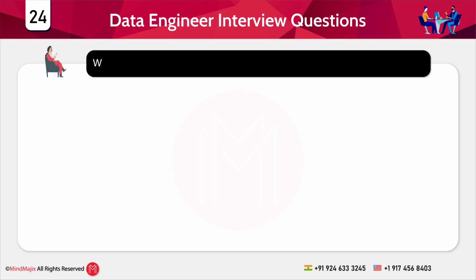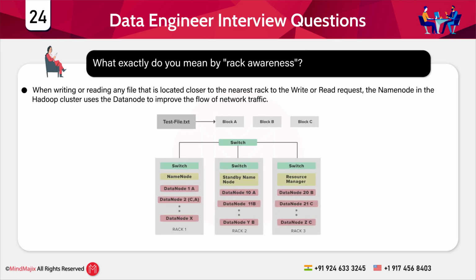The next question is, what exactly do you mean by rack awareness? So when writing or reading any file that is located closer to the nearest rack to the write or read request, the name node in the Hadoop cluster uses the data node to improve the flow of network traffic. To compile rack information, the name node maintains a record of the rack ID for each data node. So within Hadoop, this concept is referred to as rack awareness.